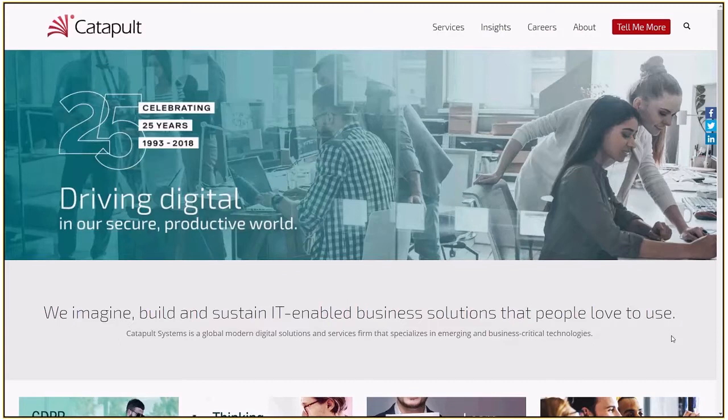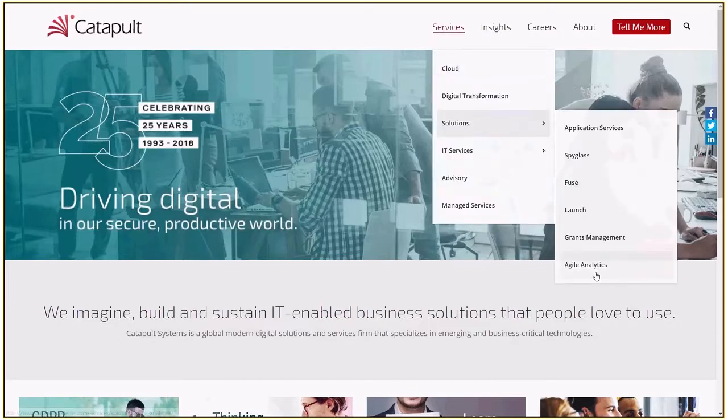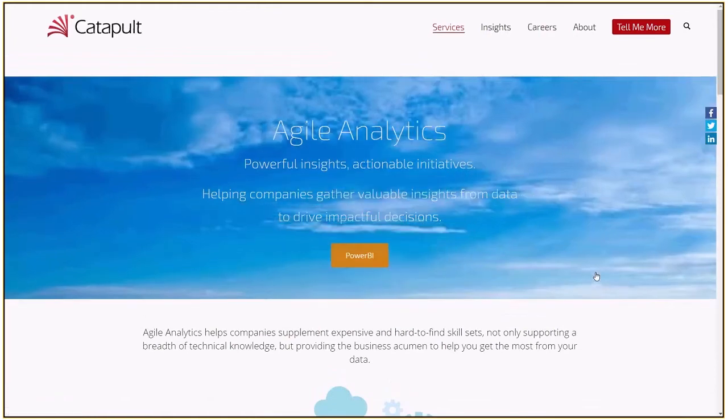Hi everyone. At Catapult Systems, one of our signature offerings is our Agile Analytics program, which basically is a marriage between agile software development methodologies and the modern tools and technologies of core analytics. Now, the great value and benefit of this program is that we're able to deliver to you actionable insights in a very quick and efficient manner.